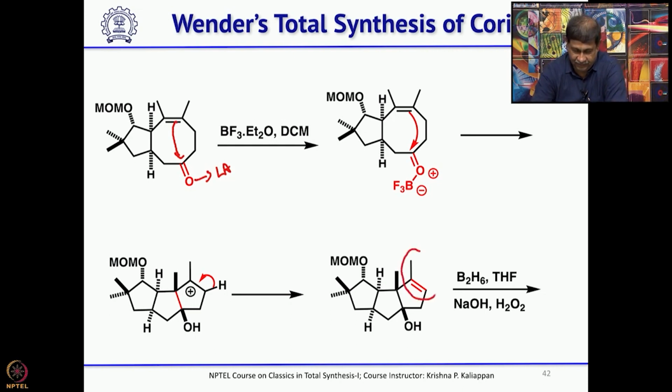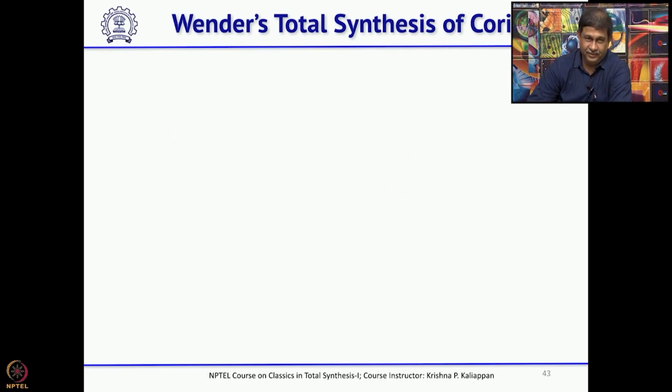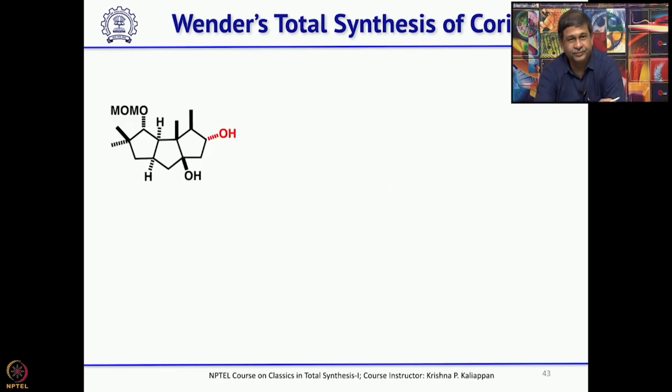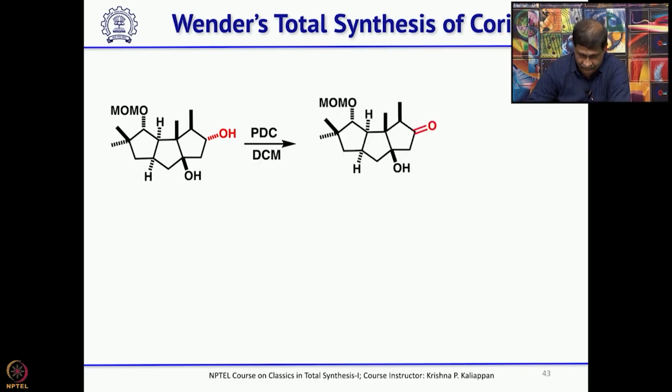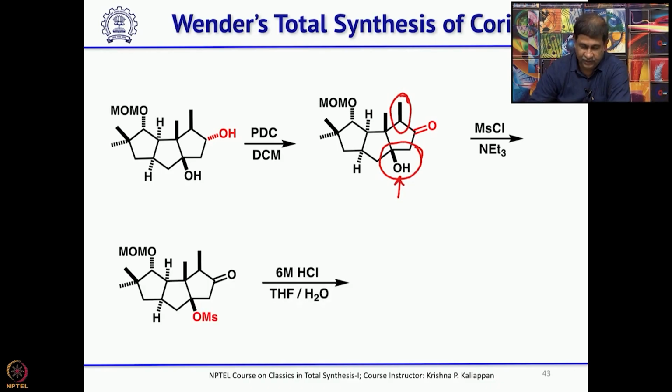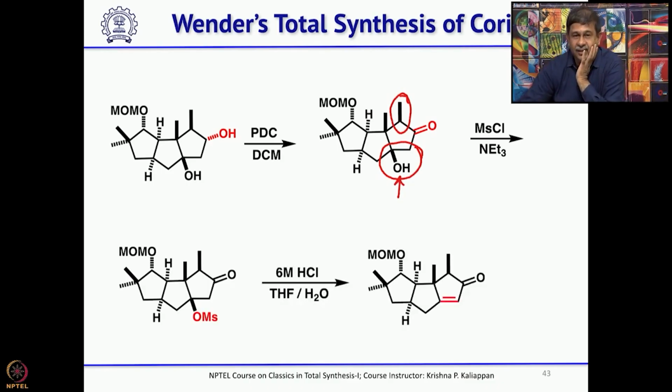You have a trisubstituted double bond, and if you do hydroboration oxidation, on this carbon you will introduce a hydroxyl group. Once you have this hydroxyl group, you oxidize it with PDC to get a ketone, and basically you need to introduce a double bond here and a double bond here. Both sides you have to introduce double bonds. So, if you treat with mesyl chloride, not only will it become the mesylate, but it will also undergo elimination to get the corresponding enone.